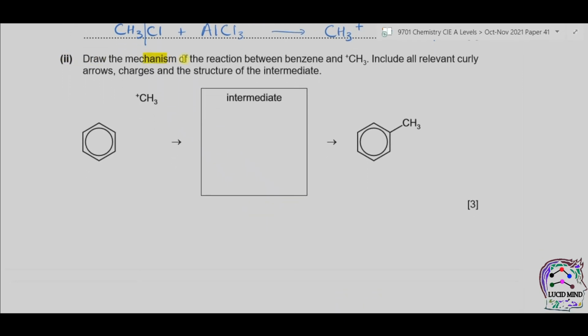Part 2, draw the mechanism of the reaction between benzene and CH3 positive. Include all relevant curly arrows, charges and structure of the intermediate. CH3 positive is an electrophile, so it replaces a hydrogen atom from the benzene ring and is substituted in place of the hydrogen atom, and the process is called electrophilic substitution reaction.